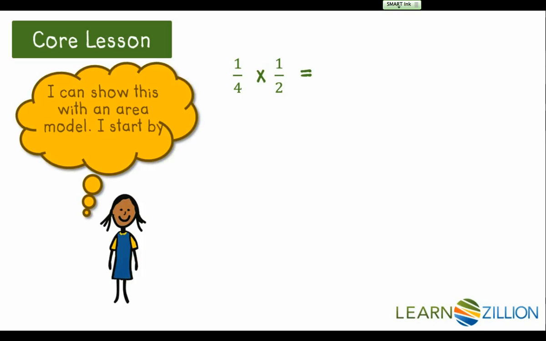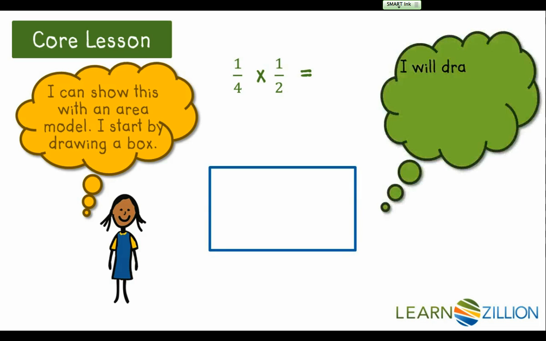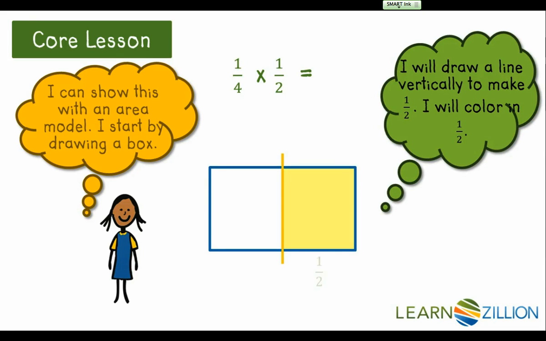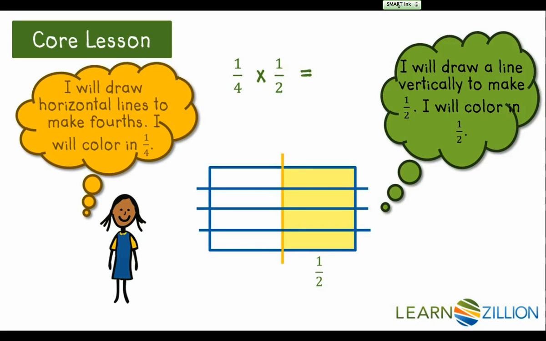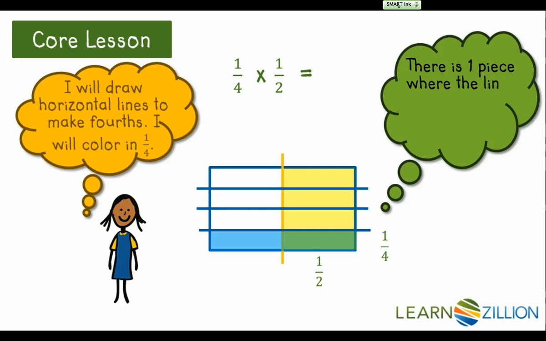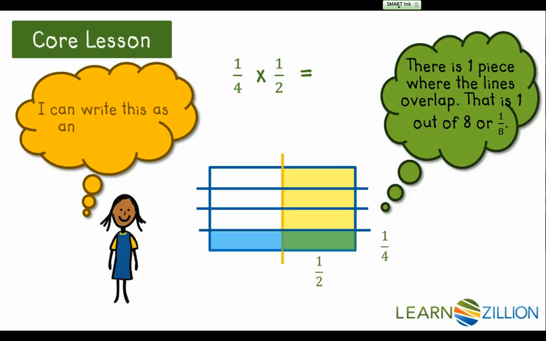Let's try another one, 1/4 times 1/2. I can show this with an area model. I'll start by drawing a box. I'll draw a line vertically to make 1/2, and I'll color in half. So there's my half. Next, I will draw horizontal lines to make fourths, and I'll color in 1/4. So there are my lines to make fourths, and there's my 1/4. There's one piece where the lines overlap, and that's 1 out of 8, or 1/8.